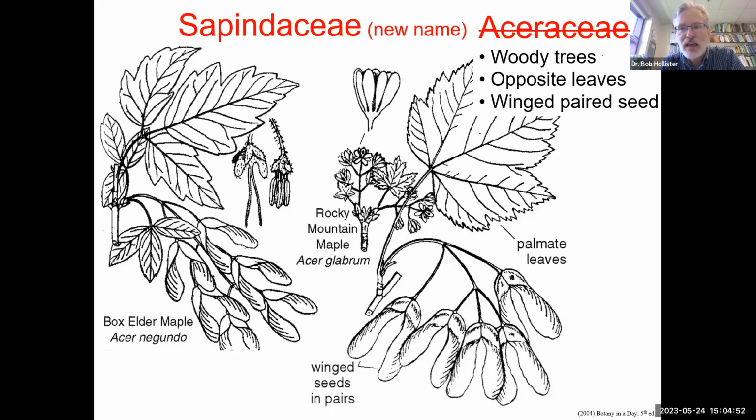All right, so the old name is Aceraceae. It's been updated. I like this Aceraceae because most of your families are a genus with an -aceae at the end. And really, most of this family are maples. So they've got woody trees, opposite leaves, and then the winged paired seeds. Makes them really simple.